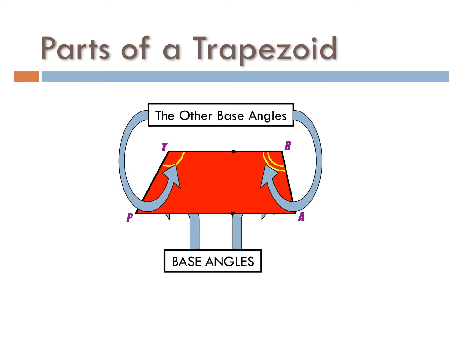All right, next thing is base angles. So a trapezoid has base angles. Here, this arrow should be pointing to angle P and angle A. Those are base angles, and then there's another set of base angles. So a trapezoid always has two sets of base angles.